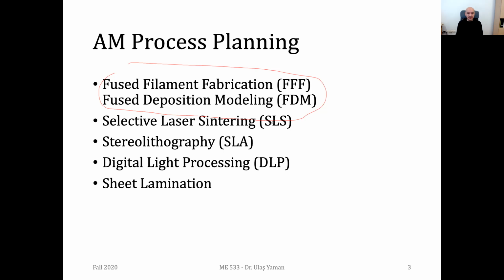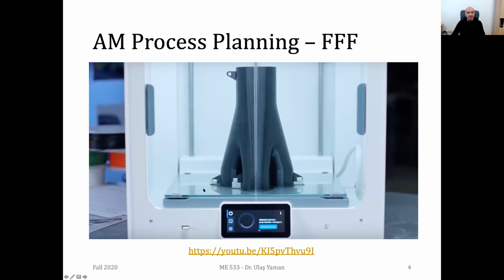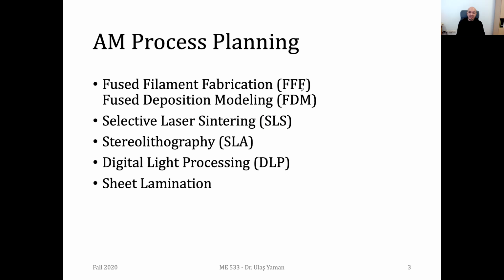Then we will briefly go through selective laser sintering, SLA and DLP, and lastly, we will briefly talk about sheet lamination systems, and they are all additive manufacturing methods. Let's start from the first one, fused filament fabrication. By the way, FDM, fused deposition modeling, is a trademark of a company, but we prefer to use fused filament fabrication, which is the name given by the International Standards Organization. But they are all referring to the same approach.